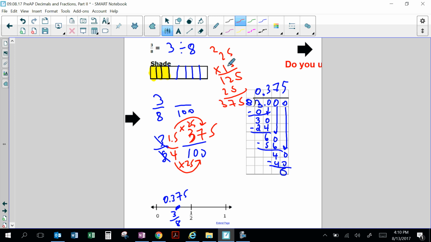375, and then there is one place right here. But because it's hundredths, we need to move the decimal 2 over. So that's why it's 375 thousandths. Another way to think about it.